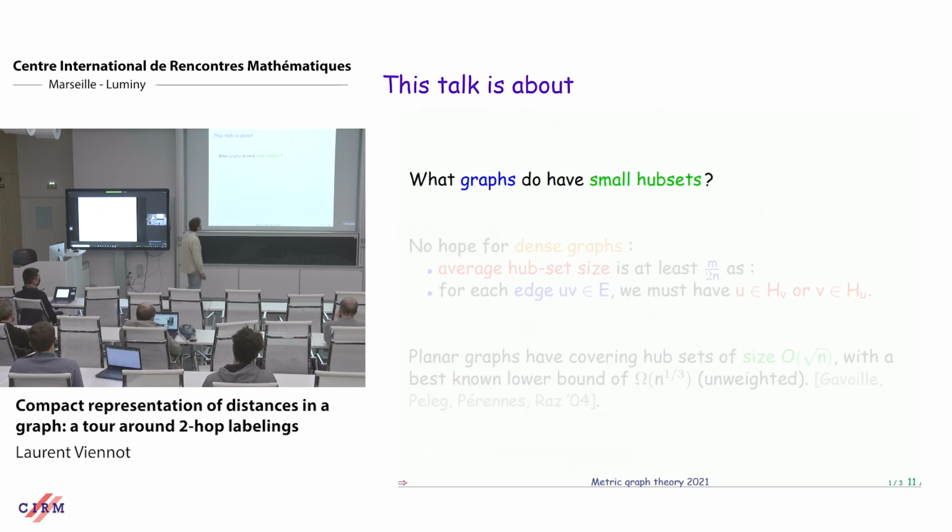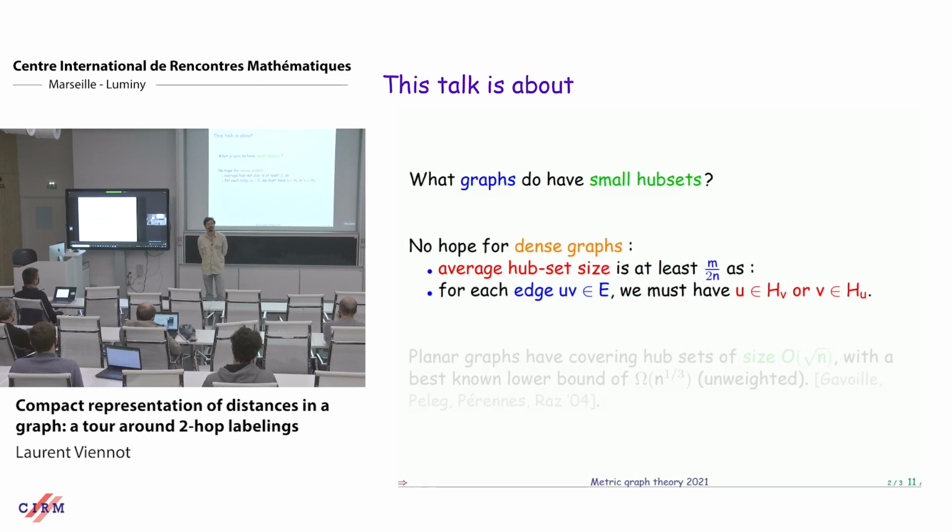And the question I want to address in this talk, or try to partly address, is to have some idea of which graphs do have small upsets. Because there is no hope for a dense graph, for example. If you have a dense graph where each edge is the shortest path, basically one of the two nodes has to take the other as a hub. So the sum of upset sizes would be at least m over 2. And if m is something like n squared, this would be too big. So there is no hope for dense graphs.